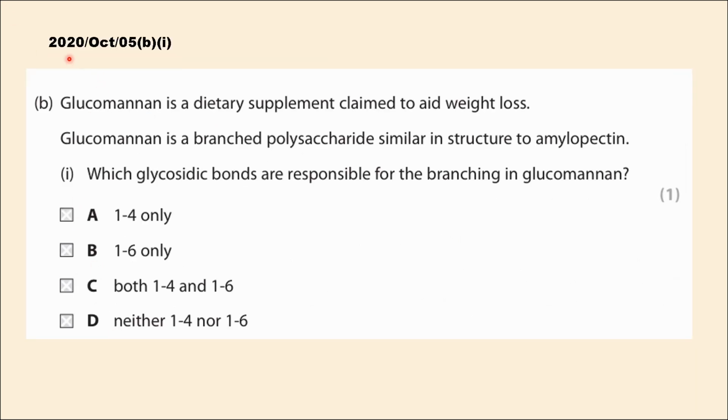And the first question is from the October 2020 paper. So here the statement reads, glucomannan is a dietary supplement claimed to aid weight loss. This glucomannan is a new term to you, but the question says glucomannan is a branched polysaccharide similar in structure to amylopectin. So we will later discuss amylopectin. However, they are asking about branches. So which glycosidic bonds are responsible for the branching in glucomannan? You know it's 1,6 only.